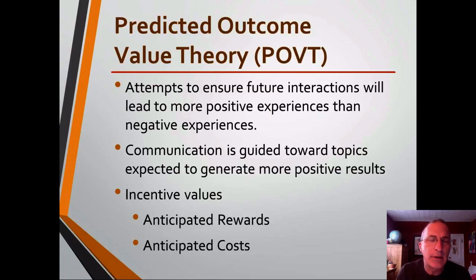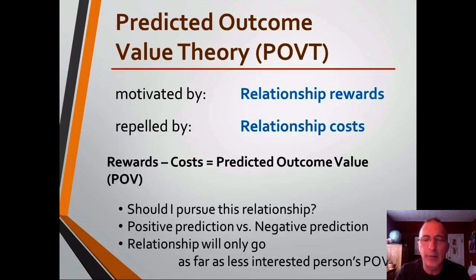Now, the incentive values you see on the slide here is the idea there's anticipated rewards and costs. So you get to a kind of economic model here. So think of rewards and cost, put this in an economic type of model, and we see that we are motivated by relationship rewards, repelled by the costs, or in other words, rewards are positive, costs are negative, and we take our rewards minus the costs, and that gives us our prediction of what type of outcome it would be.